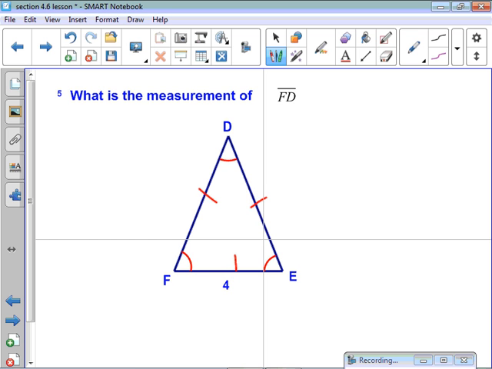Okay, those are all the same. So I know that if this one's 4, this one must be 4, that one must be 4, and I am done. FD, or the measurement of FD, so we would do that like this. FD equals 4.